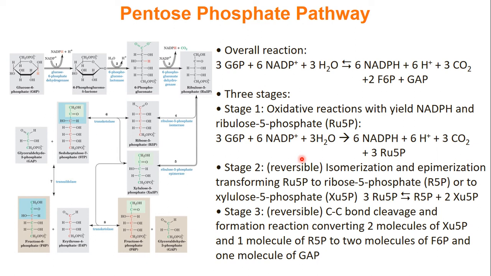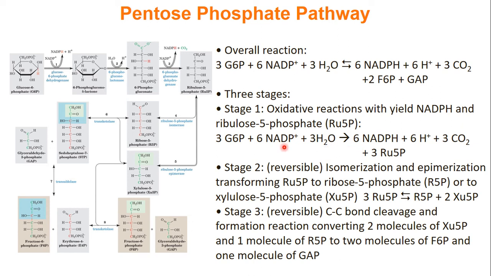Stage 2, this is reversible, and it's an isomerization and epimerization, transforming our Ru5P to ribose 5-phosphate. And so if you're trying to figure out where am I on the graph right now, I'm actually right here. So stage 1 was getting to the top. Stage 2 is down here. And the overall equation for this is 3 Ru5P makes R5P plus 2 Xu5P.